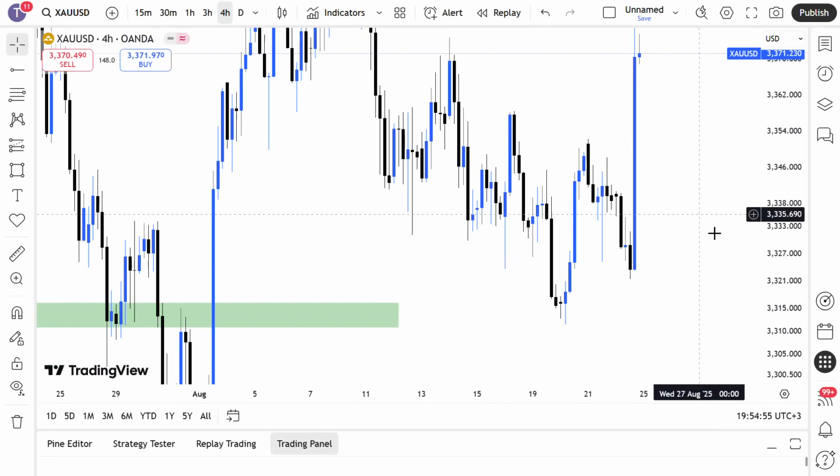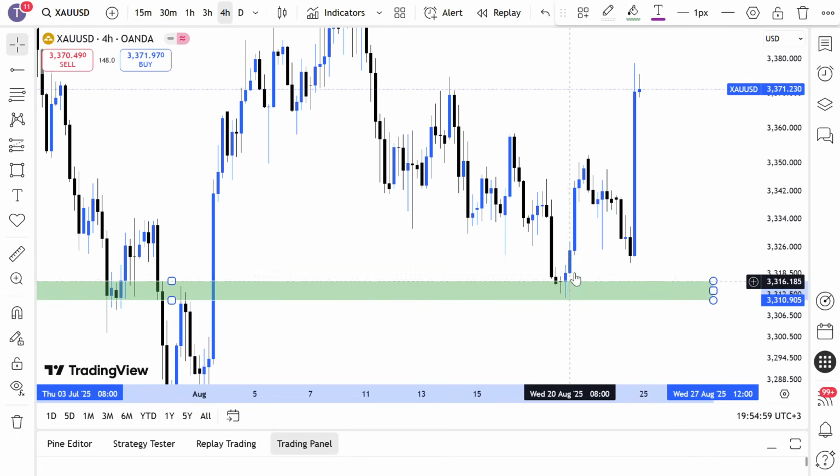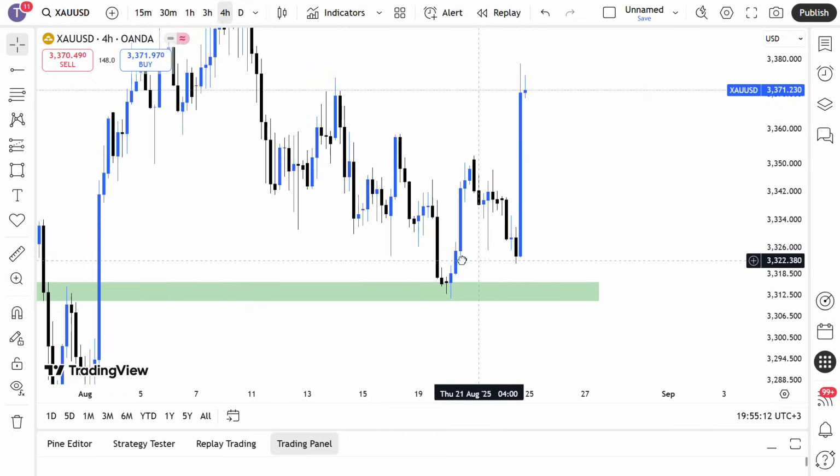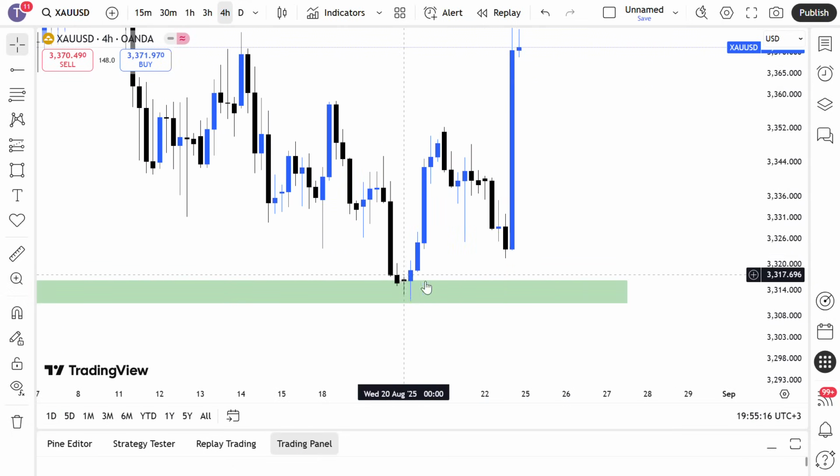So on gold, currently we have a very good reaction from this support level. This is the buying momentum. You can see the difference here. We don't have a very good buying momentum, and here we don't also have a buying momentum. But here you can see the buying pressure to the upside.